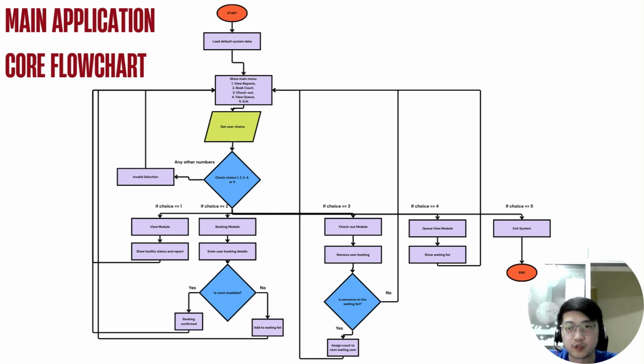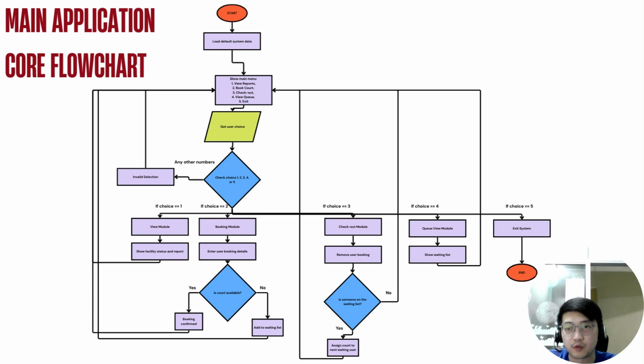I will be explaining the operational workflow of our UTM Sports Complex Facility Booking System as mapped out in this flowchart. When the application boots up, it begins by loading the default system data into dynamic memory, including the facilities details and mock bookings. It then presents a centralized main menu with 5 clear options. This menu operates within a strict control loop. If a user enters an invalid number, the system catches the error and safely routes them right back to the main menu page.